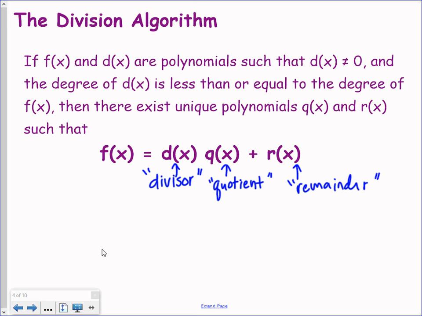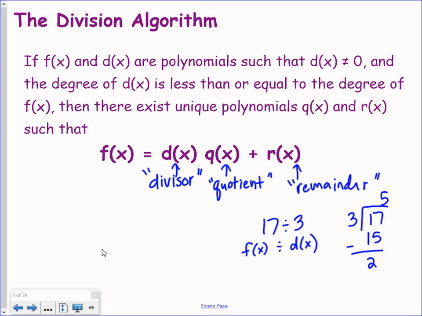I'm going to do a really easy example. I'm going to use a constant polynomial, so it has a degree of 0. And I'm going to say 17 divided by 3, where 17 is like my f of x, and 3 is what I'm dividing by, so it's like my d of x. Okay, and so f of x divided by d of x. If I did 17 divided by 3, you would tell me how many times does 3 go into 17? 5. 5 times 3 is 15. And when I subtract them, I get 2.